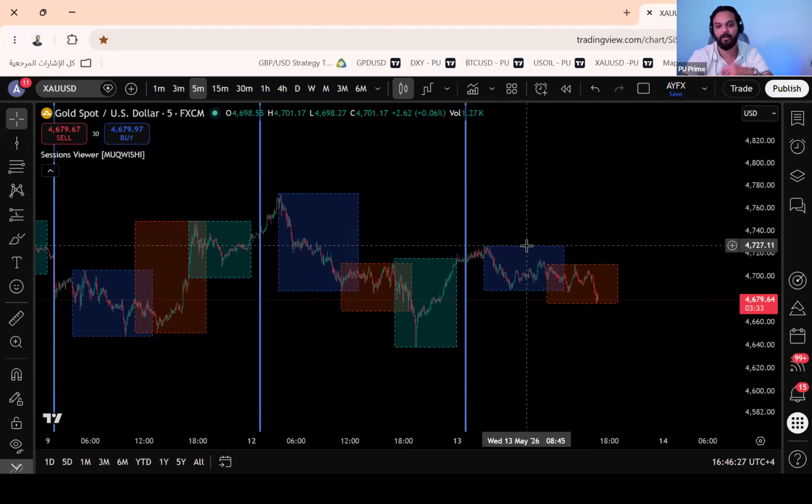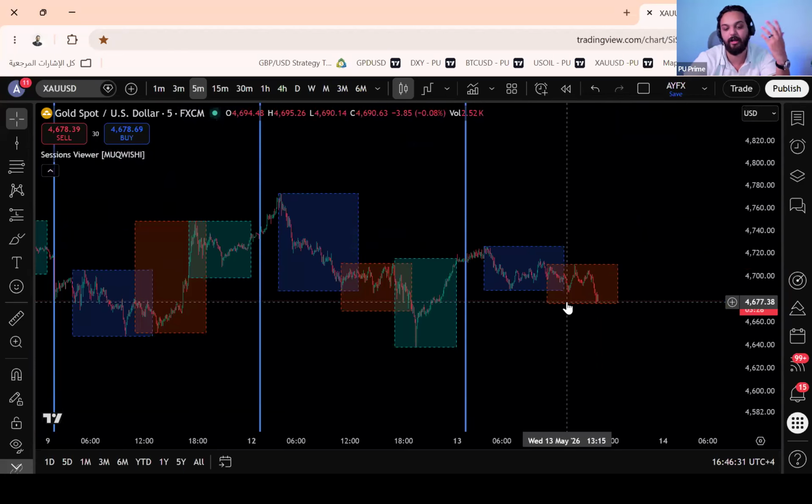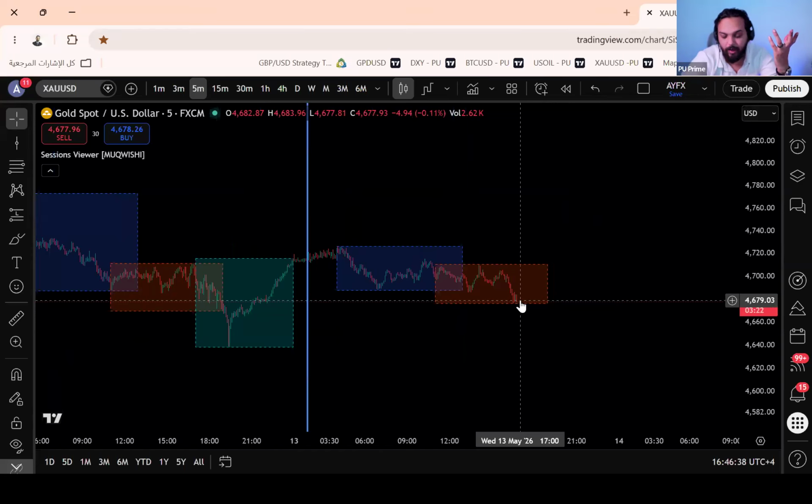Now you understand which market is moving and acting in the market. So the London session is about to close and New York is about to open. Now I have a clear mindset: I'm not going to trade anything anymore in London. I'm just going to wait for the New York session to open to trade. Why? Because there is volume. That's it.